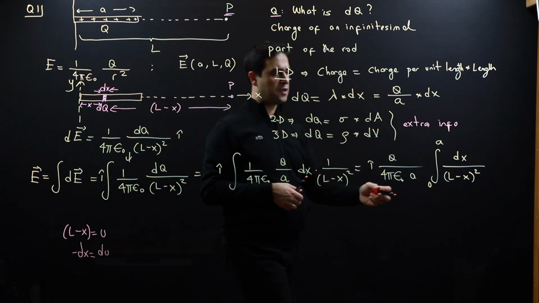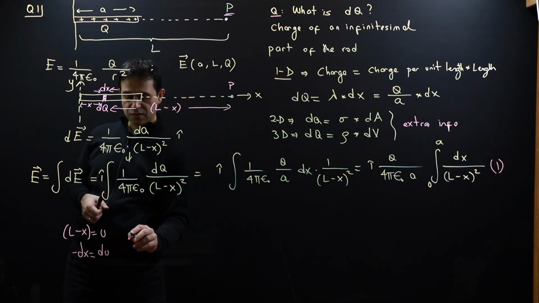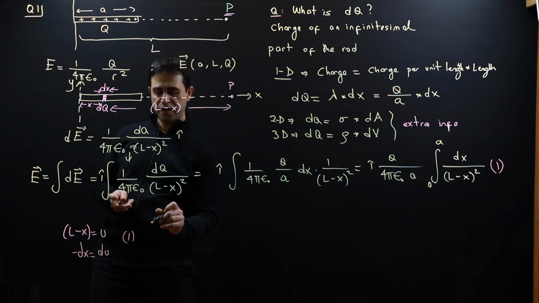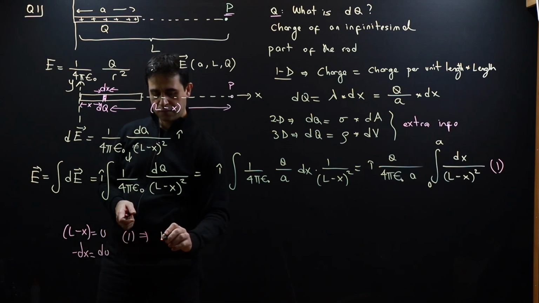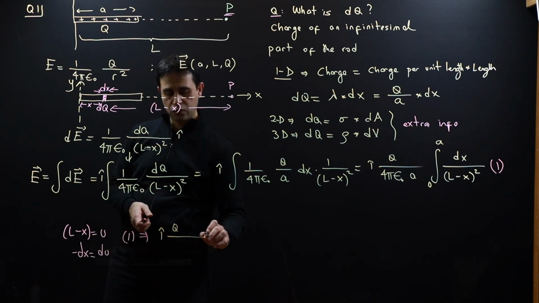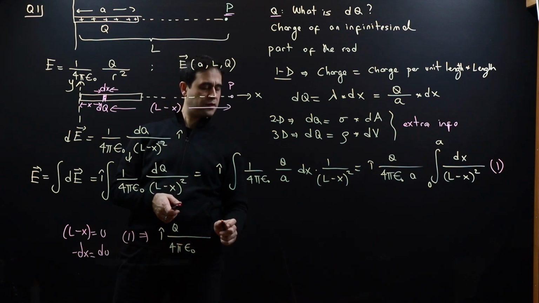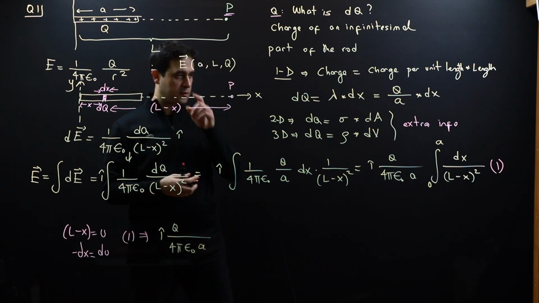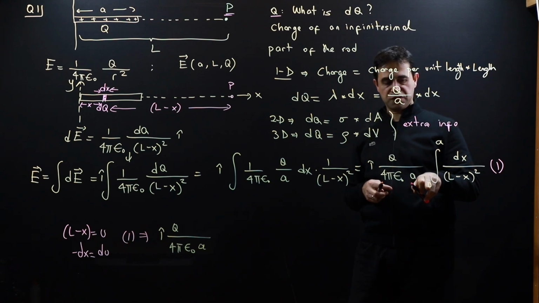So the integral here, I'm going to call that 1, becomes, after I make this change of variable, the following. I had q divided by 4 pi epsilon 0, and there's another term a here. And let me go back and show you the range of the integral. It was from 0 to a.